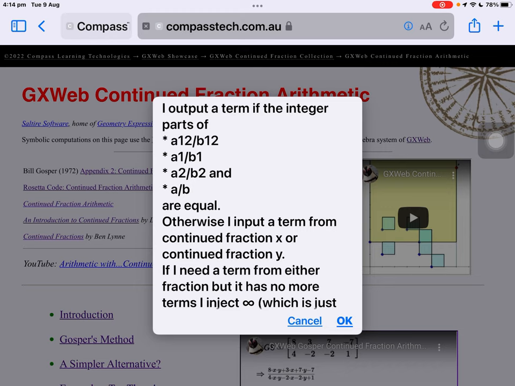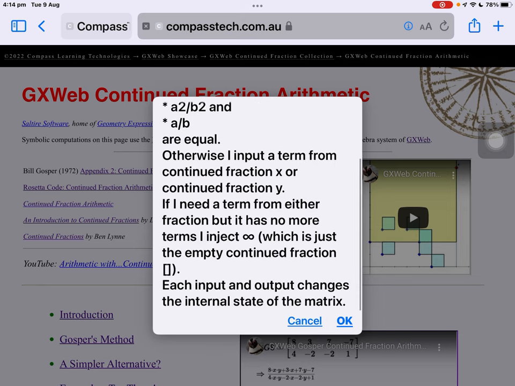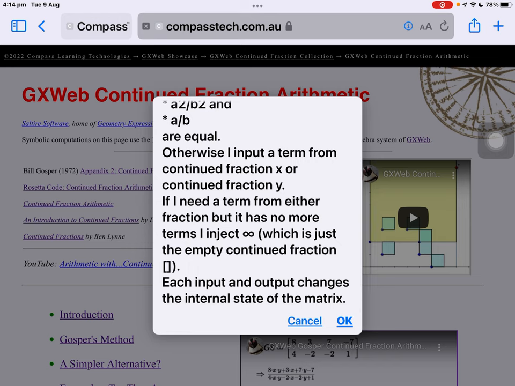Otherwise, I keep looking. I input another term from continued fraction x or continued fraction y. If I need a term from either fraction, but it has no more terms, you can think of it as injecting infinity, but that's just the empty continued fraction. Each input and output changes the internal state of the matrix. And again, at this point, that probably means very little until we see it in process.